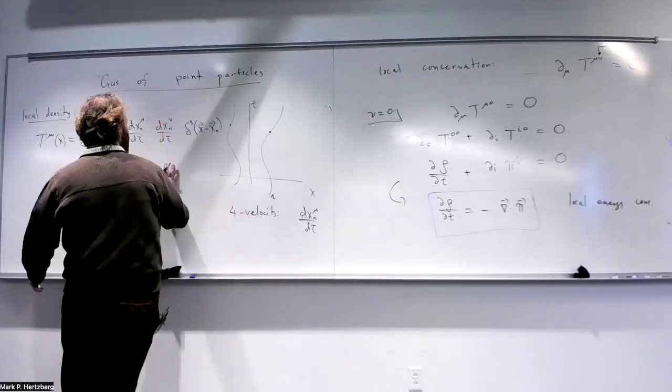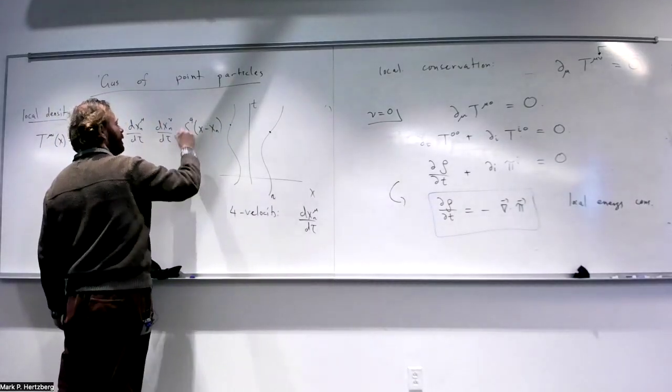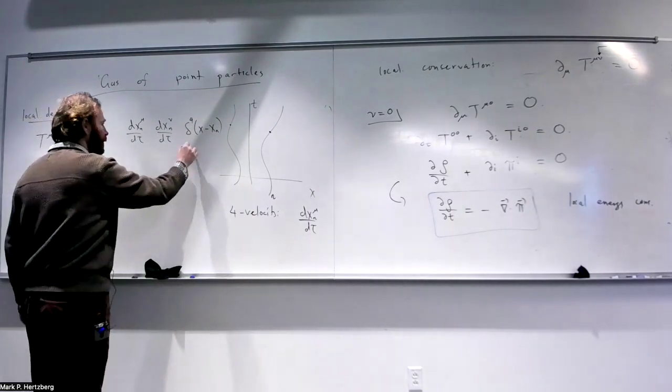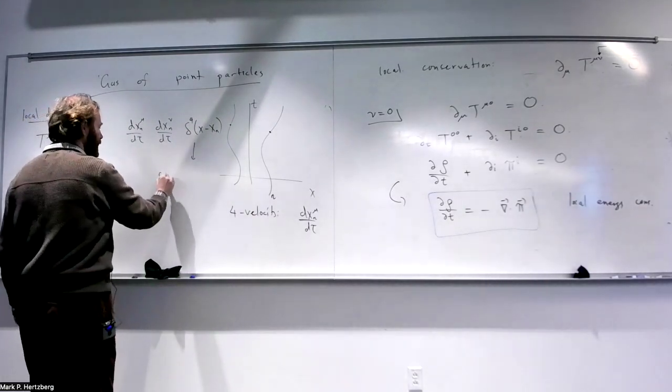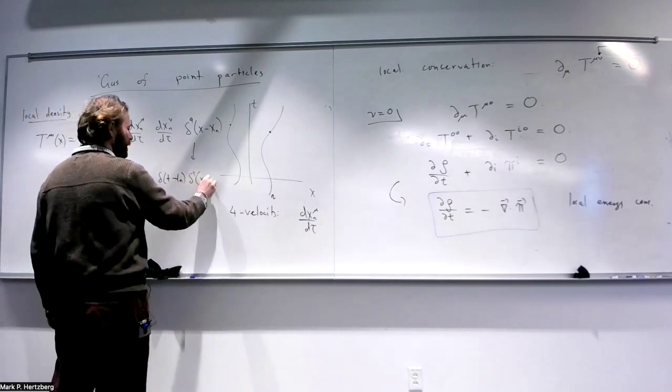There is, however, a safe thing, which is the 4D delta function. Four-dimensional delta function. By that, I mean you write delta t minus tn. You can wrap your mind around that, times the 3D delta function.